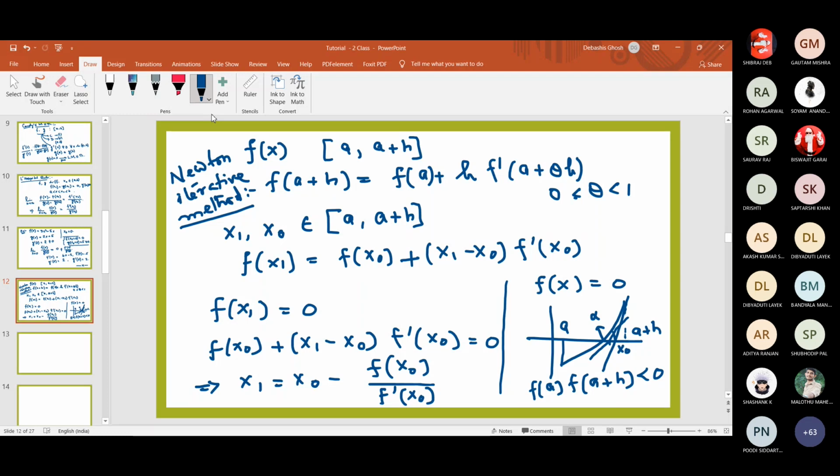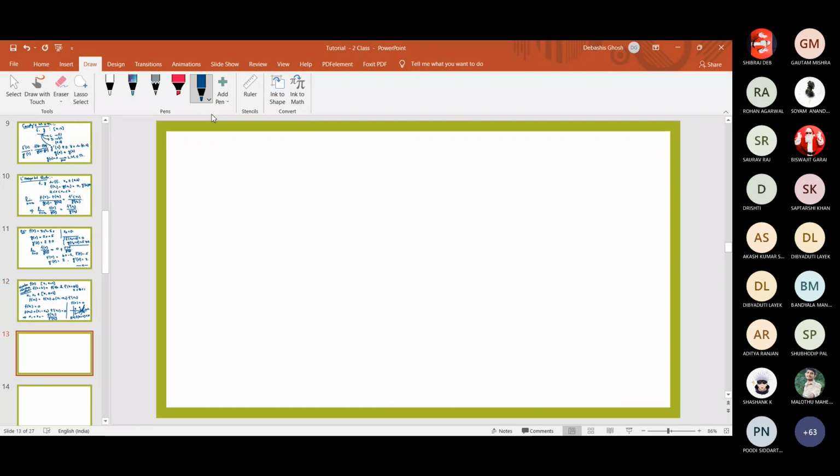That approximation we are going to tune further, and that tuning can be done by this process. That is also one application. We can also find the increasing and decreasing behavior of a function. So we solve one problem on that.